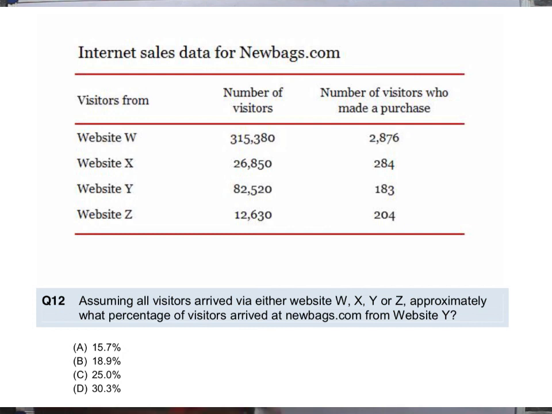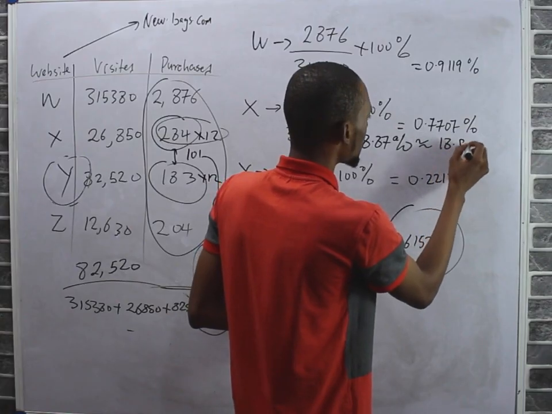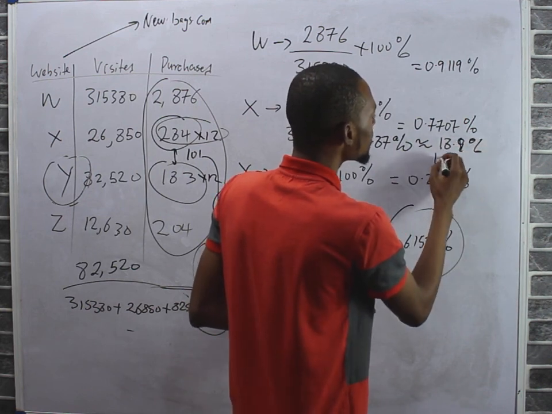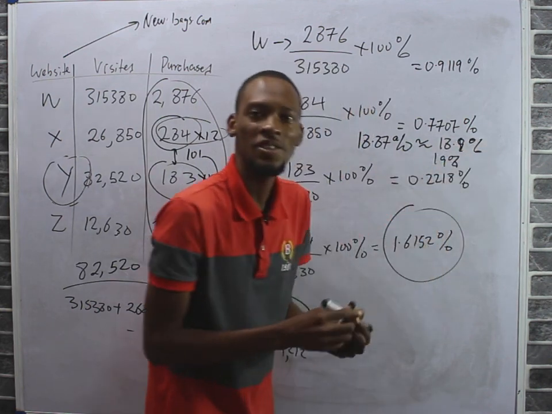18.87%. Option B is correct because 18.87% is approximately 18.9% or approximately 19%. So that is it.